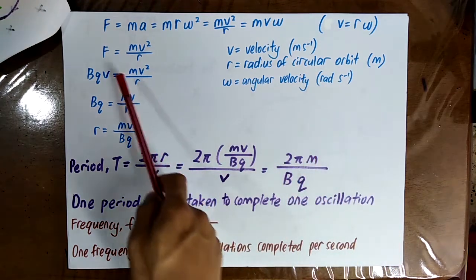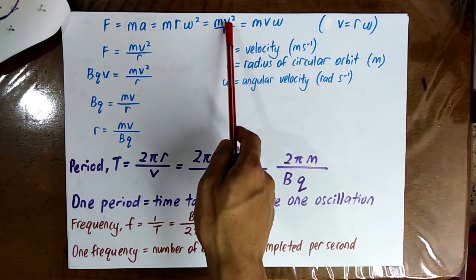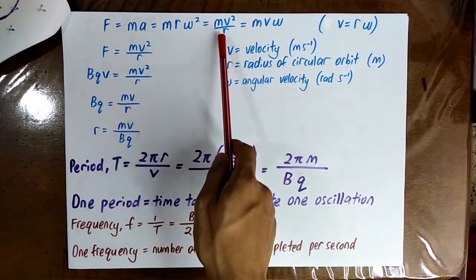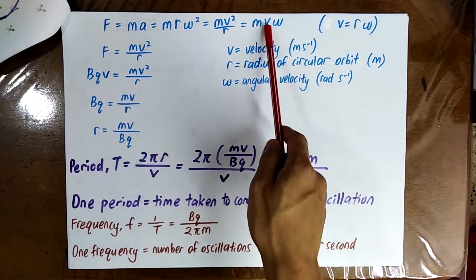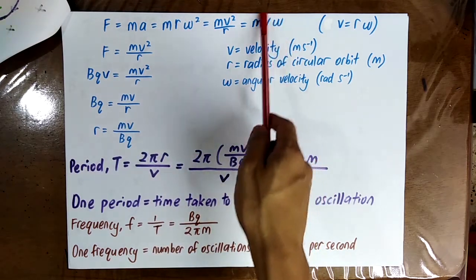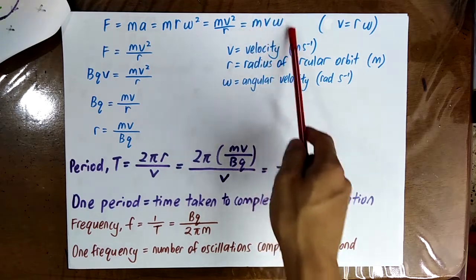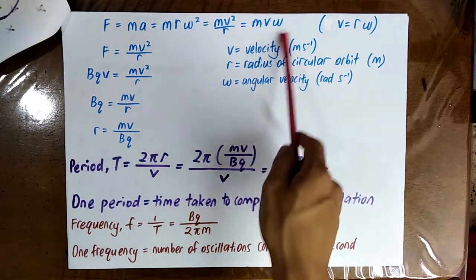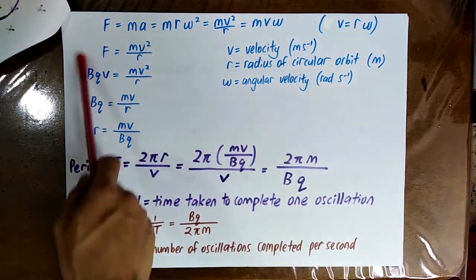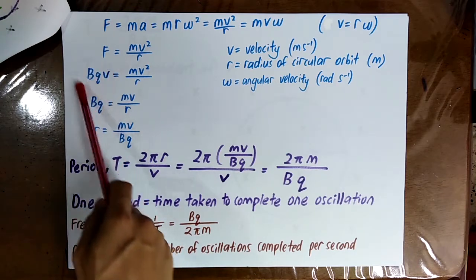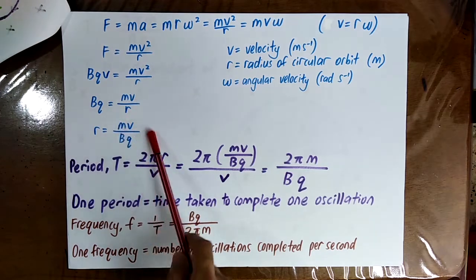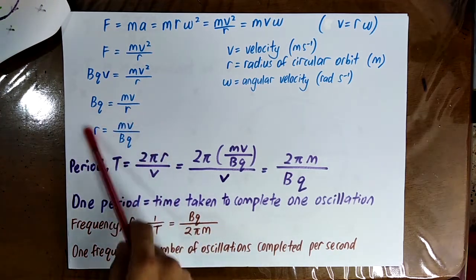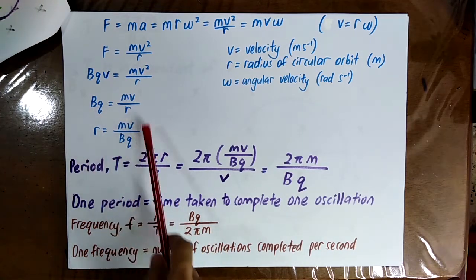Okay, so now normally we choose these two because we know the radius of the orbit very well. But if you want to use v omega, it is also okay, but we really seldom use this kind of expression. Okay, and then you know that the magnetic force is actually the centripetal force, so you know that the radius is given by this expression.